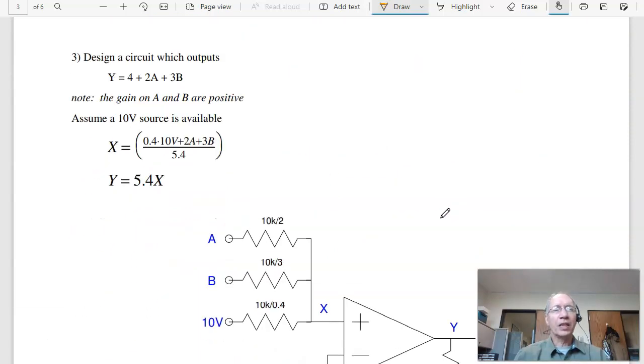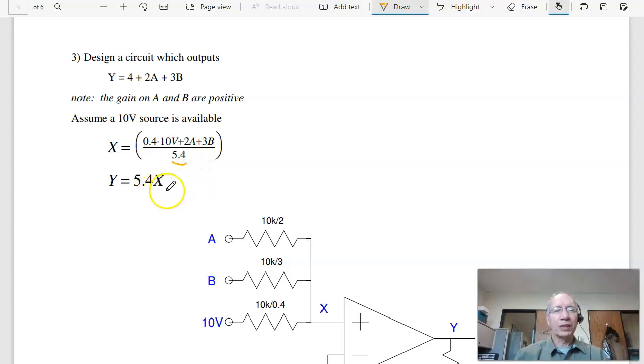Problem 3, design an amplifier that has a gain of 4 plus 2A plus 3B. And there's many ways to do this. Gotta have a voltage source. So let's assume I have a 10 volt source. It could be anything else you want. If I assume 10 volts, then I'll have X is equal to 0.4 times 10, that's 4 volts, plus 2 times A plus 3 times B. Add up the coefficients, I get 5.4. So divide it out, so if these terms are all 10 volts, the answer is 10 volts.